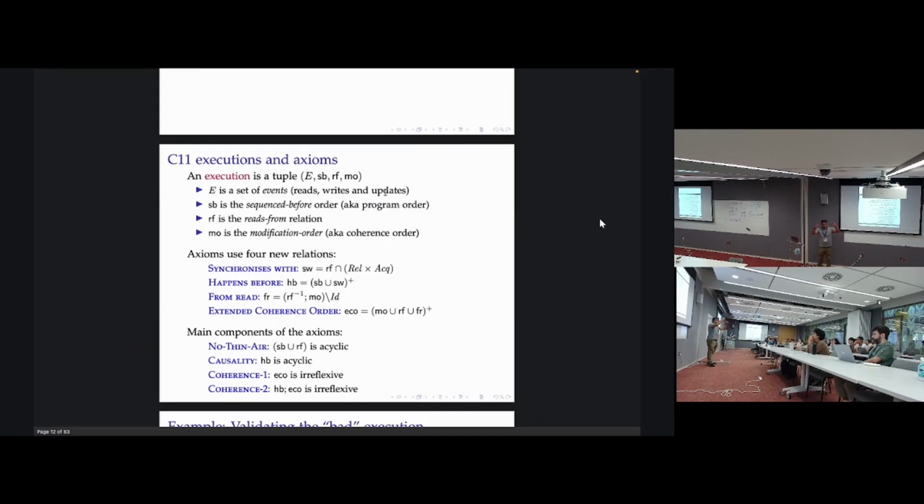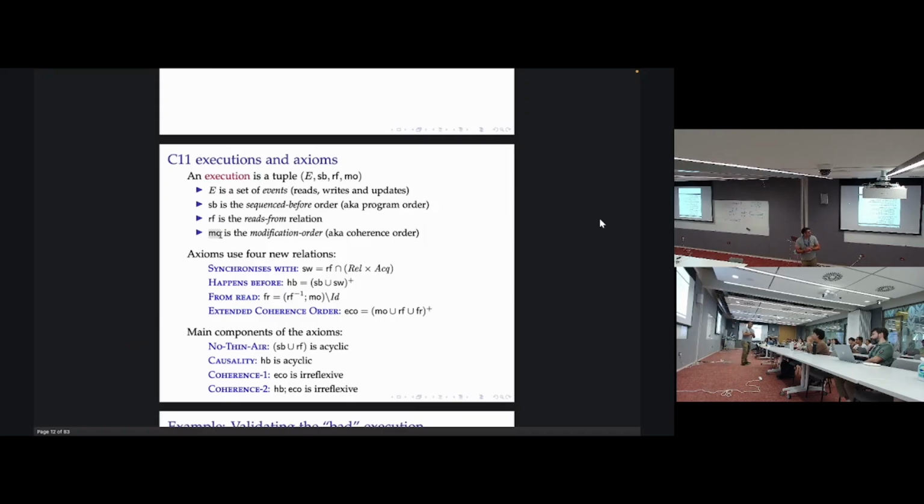And those are ordering these events according to what the threads say. Okay, there's another relation called the reads-from relation, which describes where reads get their values from. So you draw an arrow from the read to the write, or the write to the read, saying that that's where you read from. And then another one is called the modification order, which describes the order in which the writes actually occur.